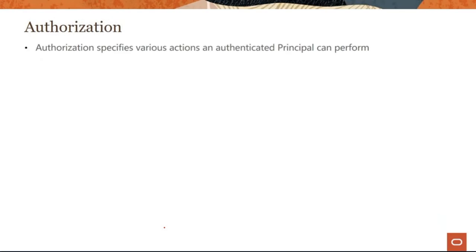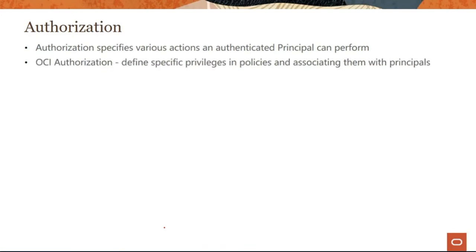Okay, alright, so we talked about authentication. Let's talk about authorization. Authorization specifies the various actions an authenticated principal can perform. In OCI, authorization is defined by providing specific privileges in things called policies, and then you associate these policies with the principals.